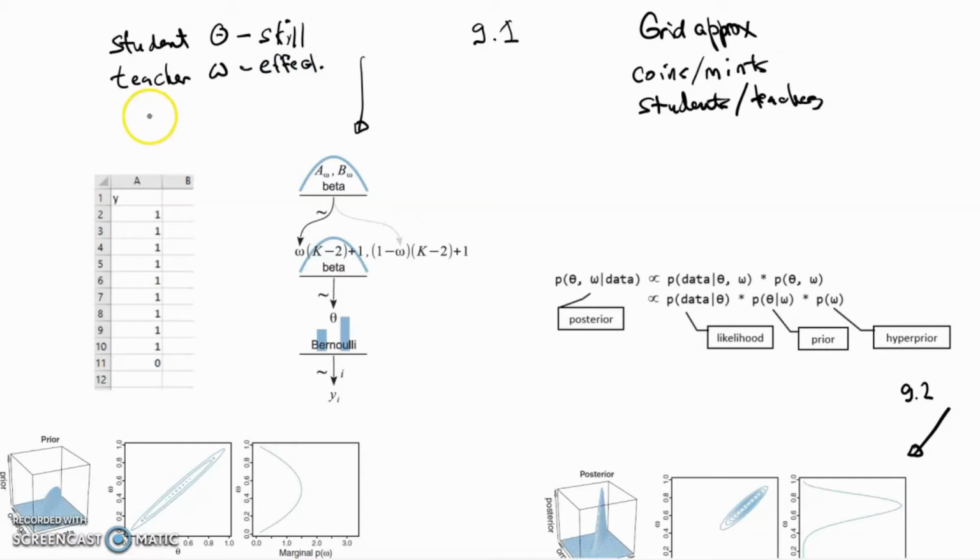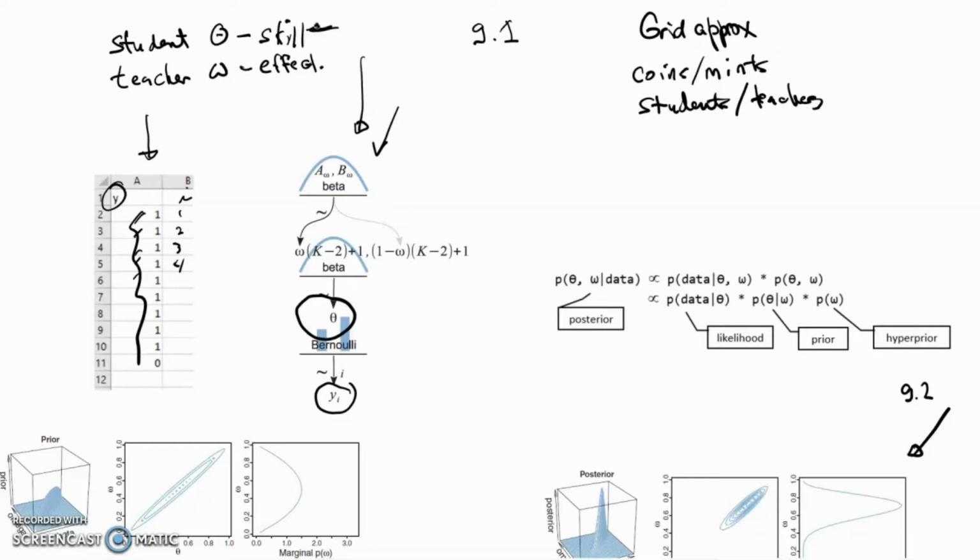And so we get a bunch of data. Let's assume it looks like this. This value y, these ones and zeros, implicitly indexed by row number, reflect whether or not the student got the question right or wrong. So if we look at our flow chart, we've got this pattern of right and wrong answers that arise as random draws from a Bernoulli distribution with parameter theta, where theta reflects the skill of the student.